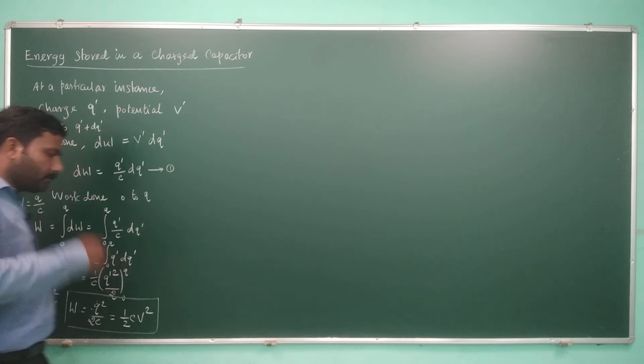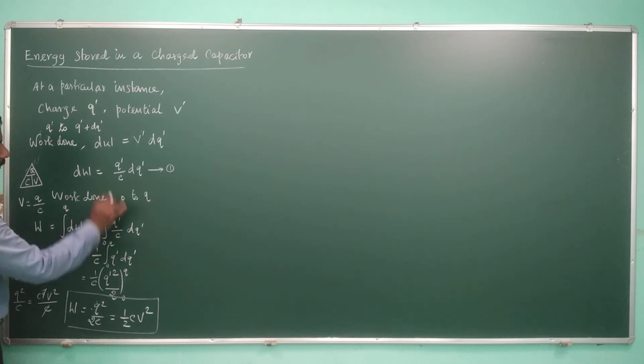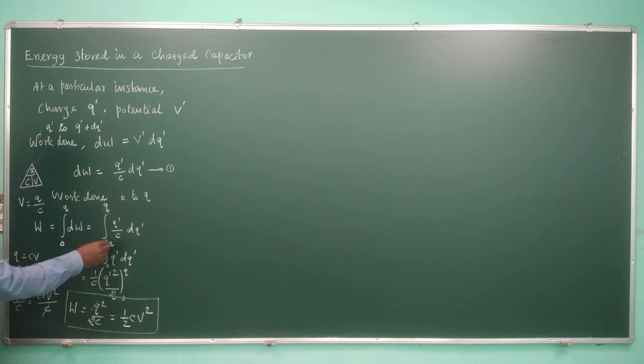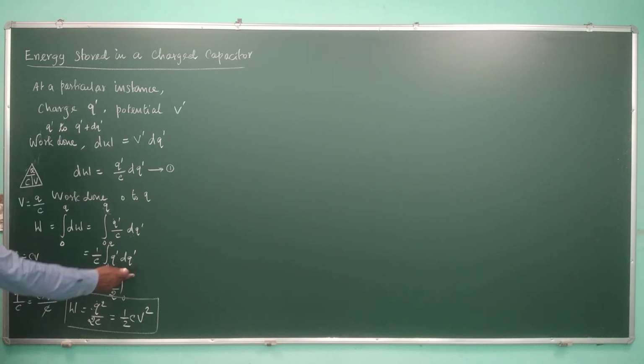Now, if you want to calculate the total work done for charging the capacitor from 0 to Q, then you have to integrate this equation. It will be the integral from 0 to Q. Don't confuse this with Q and A, all are Q. Q prime by C into dQ prime. C is a constant, you can take it out. Q prime into dQ prime, the integral will give you Q prime square by 2, and the limit will be 0 to Q. The prime will go away because the upper limit is Q, so it gives 1 by 2C Q square.